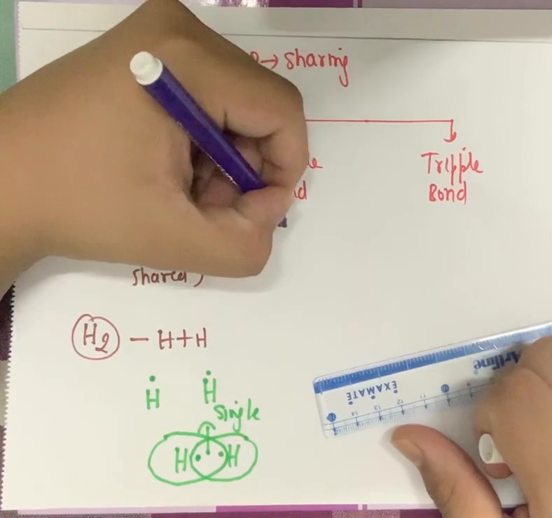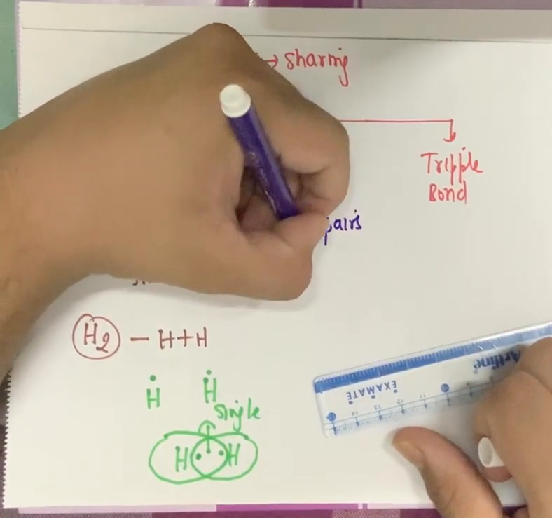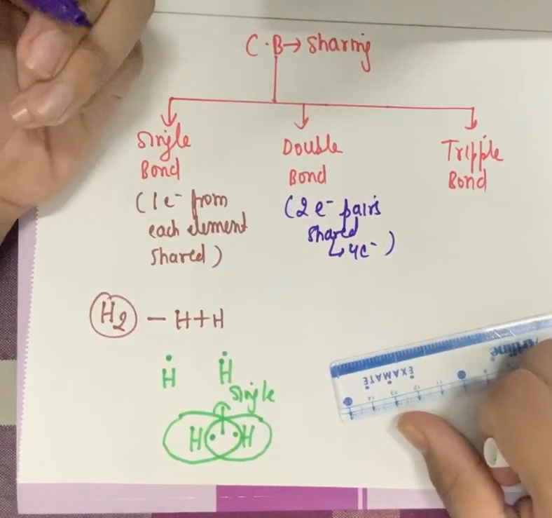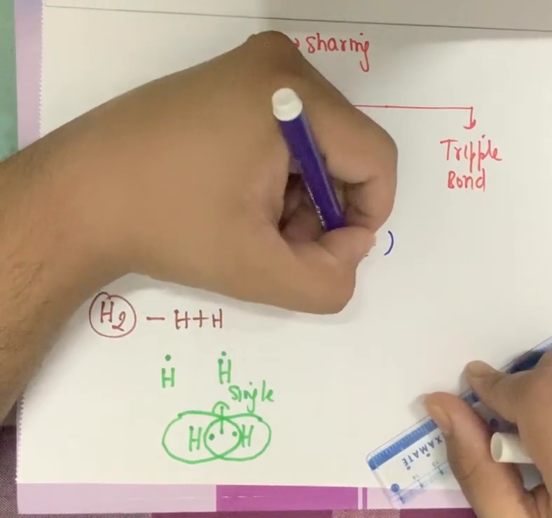Now next is double bond. That means there are two electron pairs shared. That means 4 electrons are shared. 2 pairs means 4 electrons are shared. So taking the best example for this is oxygen molecule.